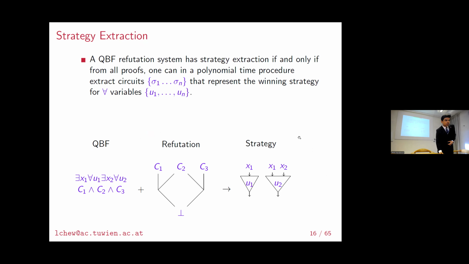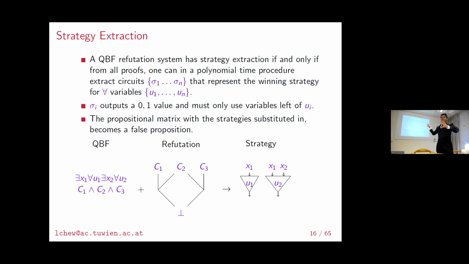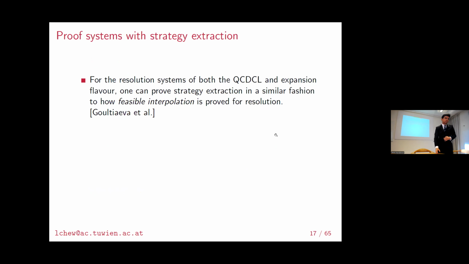And these strategy circuits are going to output some Boolean value for each of the universal variables. And they're only going to take variables to the left of you in the prefix as their inputs. And if we actually took the strategy circuits and plugged them back into the formula in place of the universal variables, we're going to end up with a false propositional circuit, or an unsatisfiable propositional circuit. So which proof systems have this strategy extraction property?